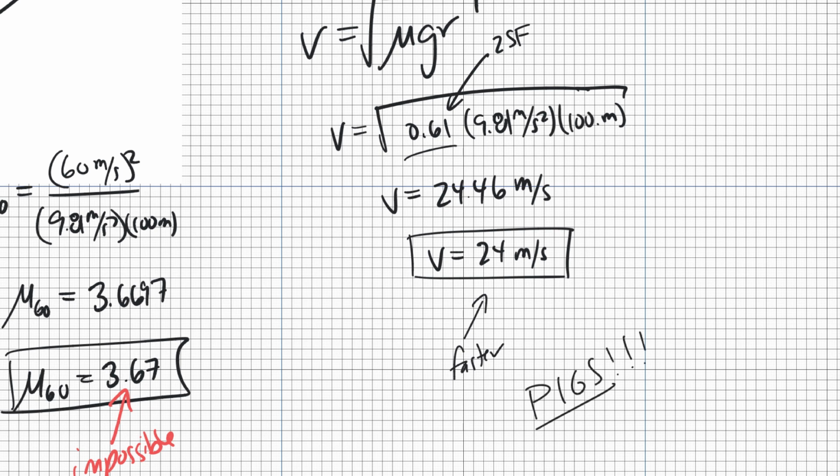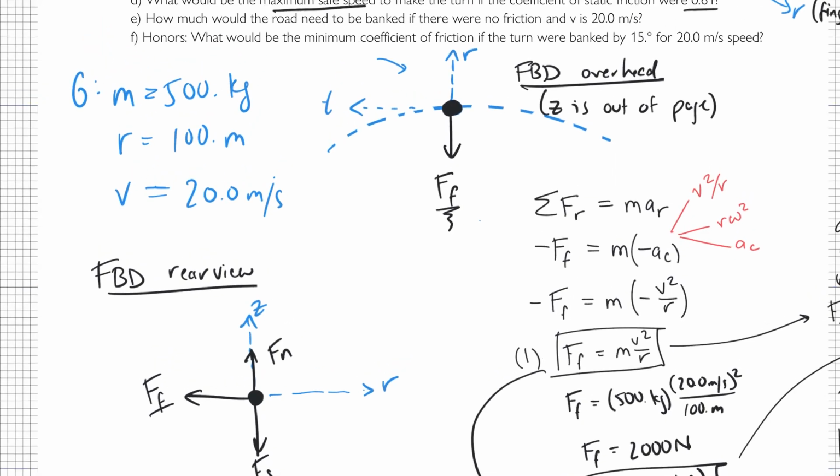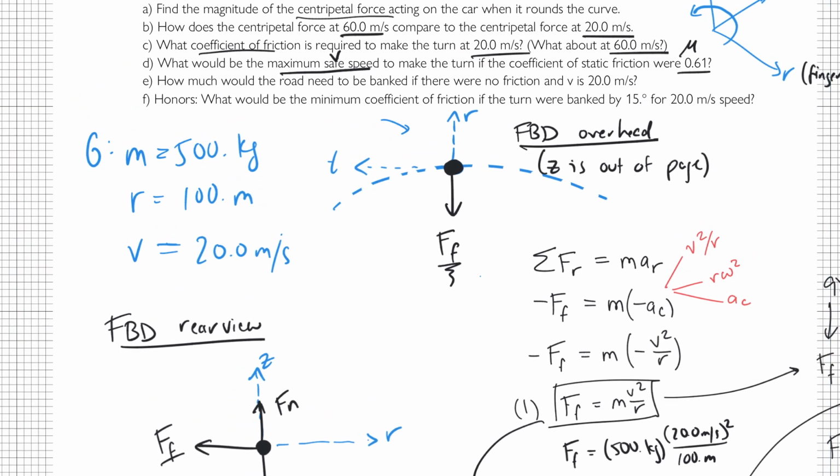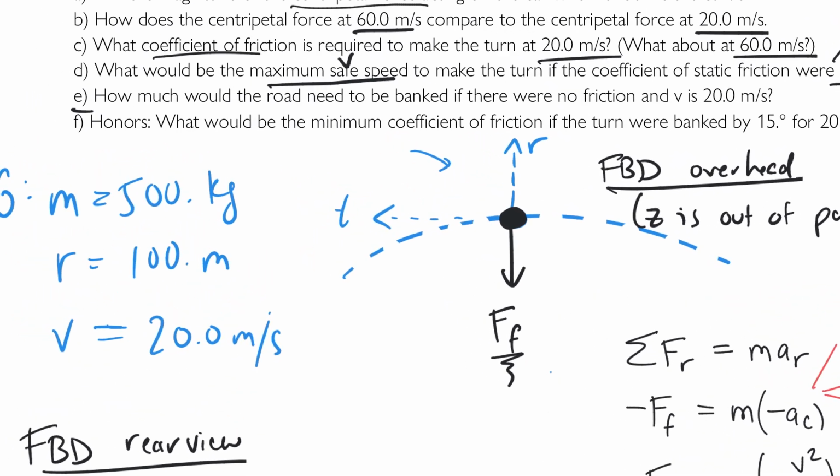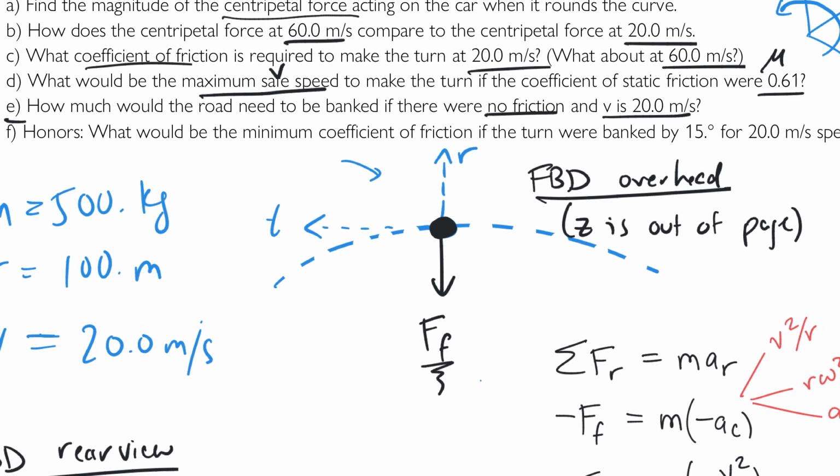So if you were able to follow along with that, we're now going to get over into part E. How much would the road need to be banked if there were no friction and V is 20 meters per second? And then honors, what would be the minimum coefficient of friction if the turn were banked by 15 degrees for the 20 meters per second speed?